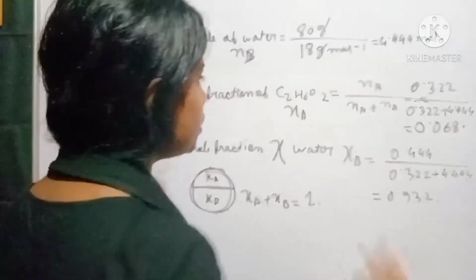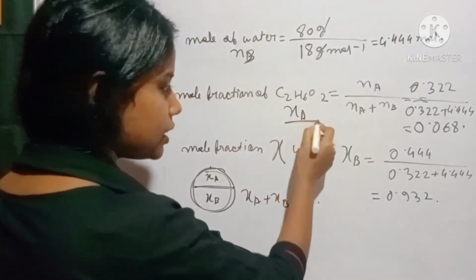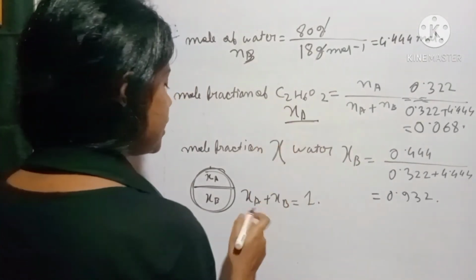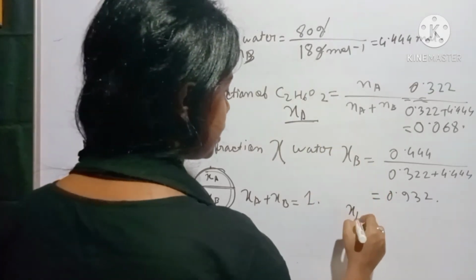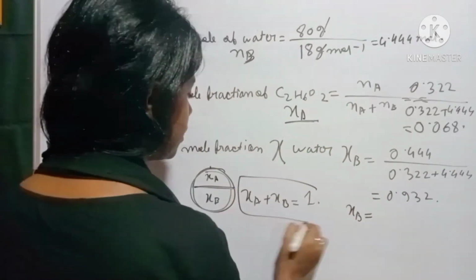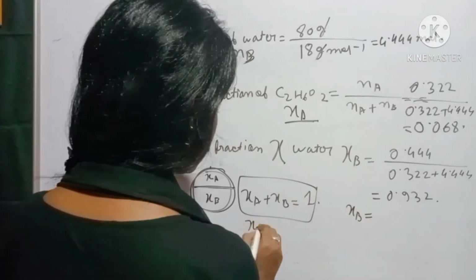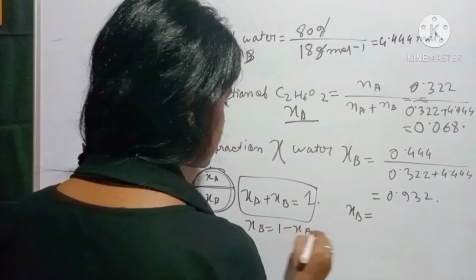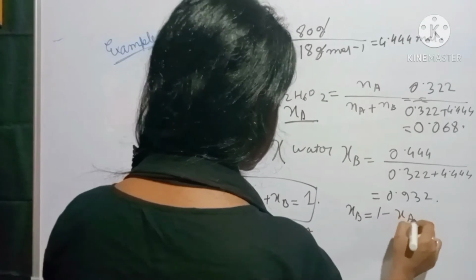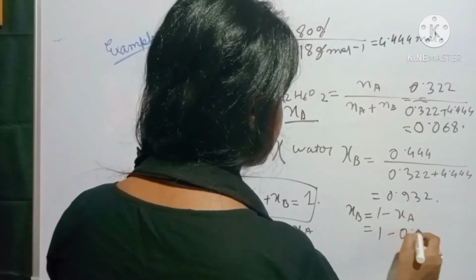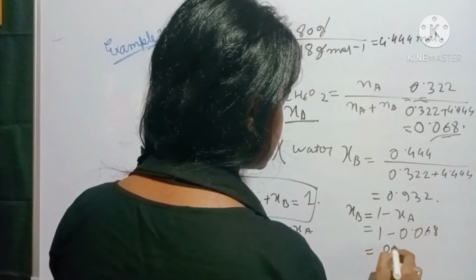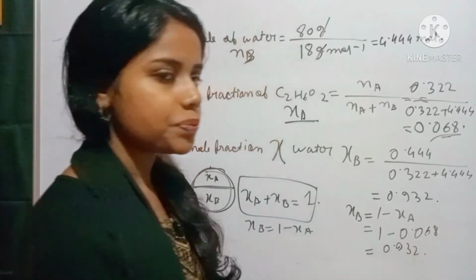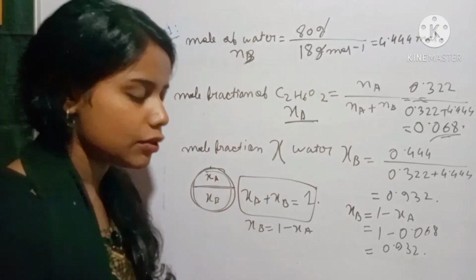So if we know the value of XA, we can determine the XP value very easily. From here we know that XP equals 1 minus XA, so XP equals 1 minus 0.068, which gives 0.932. That's it. In this way we can calculate this.